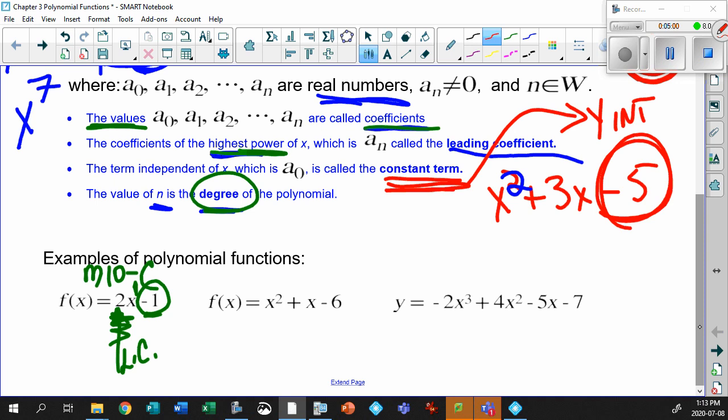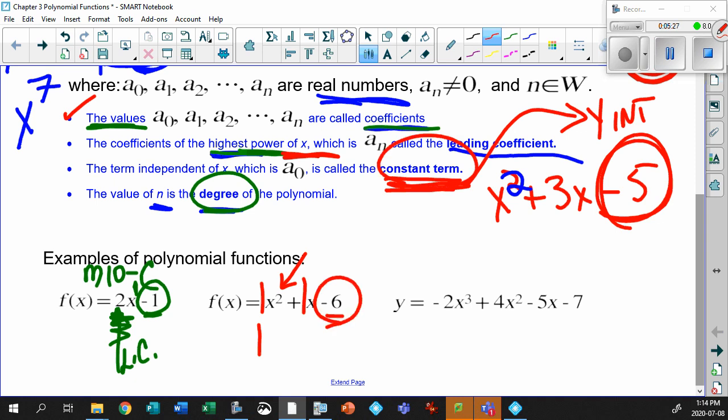Okay, first things first. Let's do this in order. Let's do the values. Well, the values here, that's got to be a 1 up front here. That's got to be a 1 up front there. And this is a -6. So your coefficients are 1, 1, and -6. Now, the coefficient with the highest power of x, there's your highest power of x. That 1 is your leading coefficient. The independent term, the constant term, is this -6.